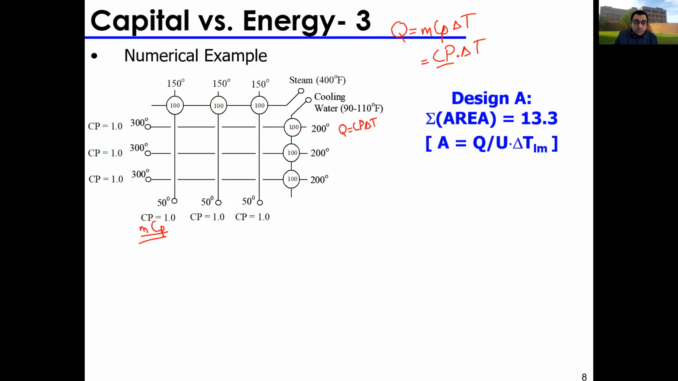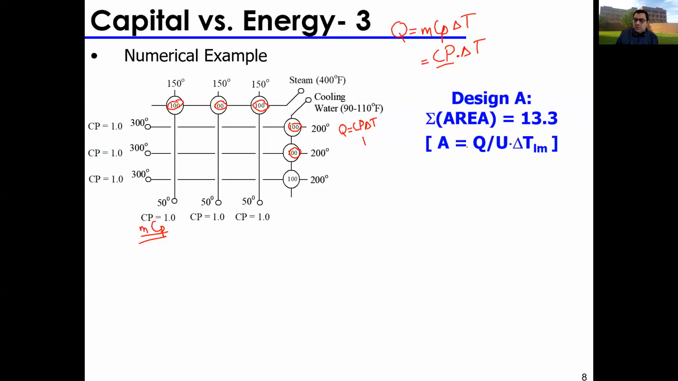Since Cp is 1 and delta T in this case is 100, the amount of heat needed for each of these heat exchangers is 100, and the amount of heat needed for each of these heat exchangers is 100 as well, right? So I need to remove 100 kilowatt, or whatever the unit is, from these 3 streams, and then I need to add 100 energy units to these 3 streams.